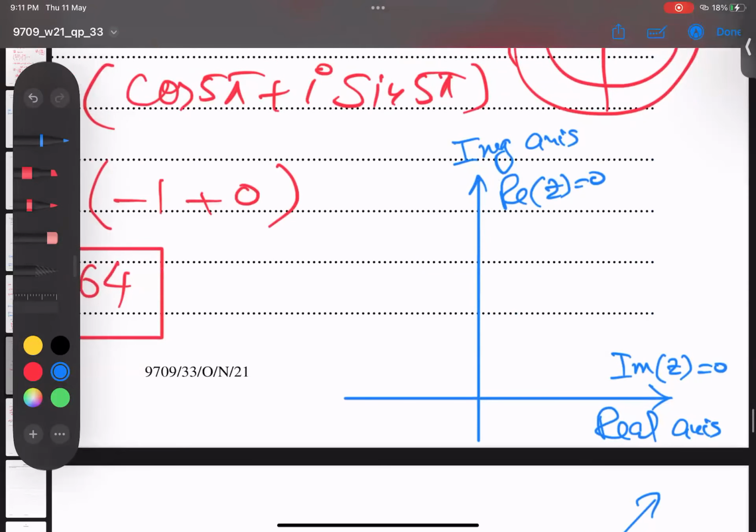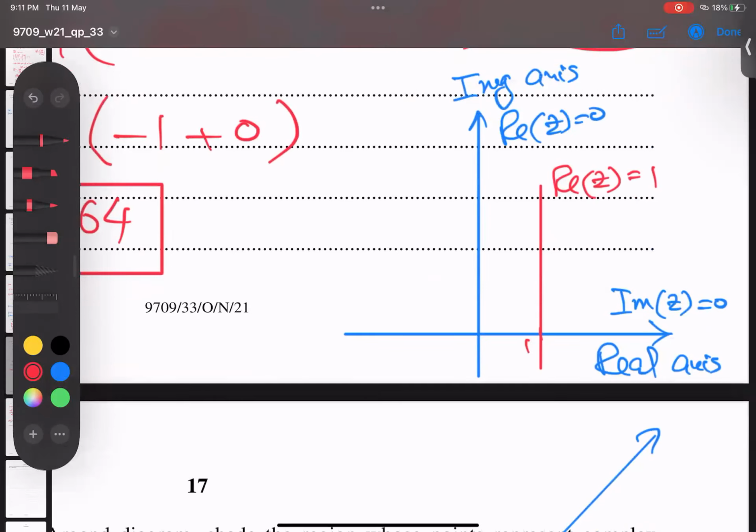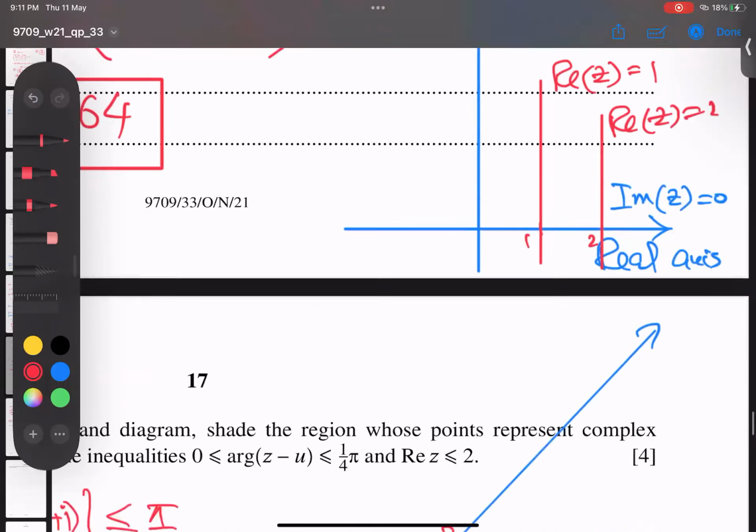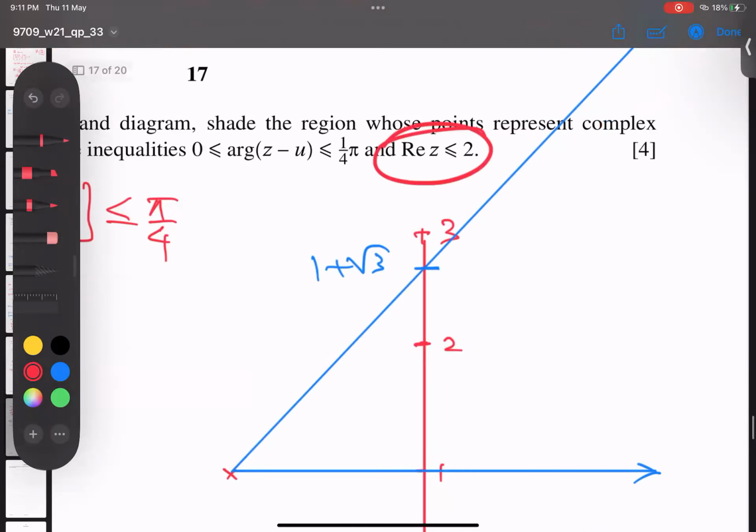If a line passes through 1, what about this line, students? It will be real of z equals 1. Okay, if a line goes through 2, there's a 1, there's a 2, so what is the equation? Real of z equals 2. So I believe you got my point about what he is saying here. Real of z equals 2.